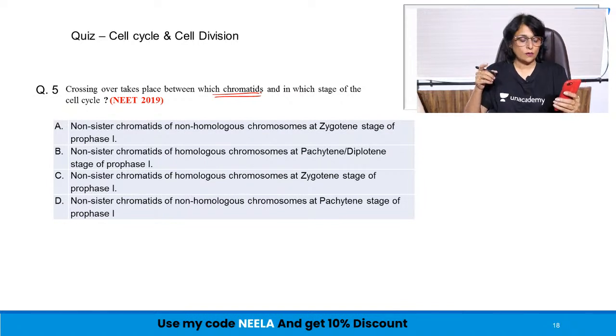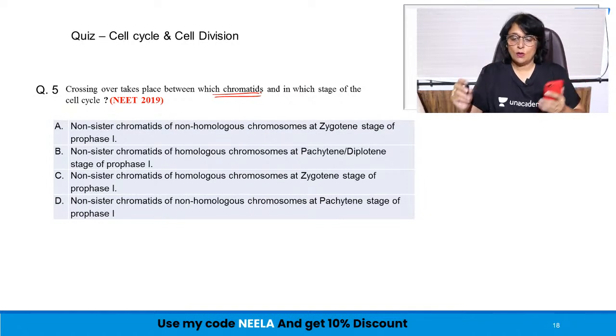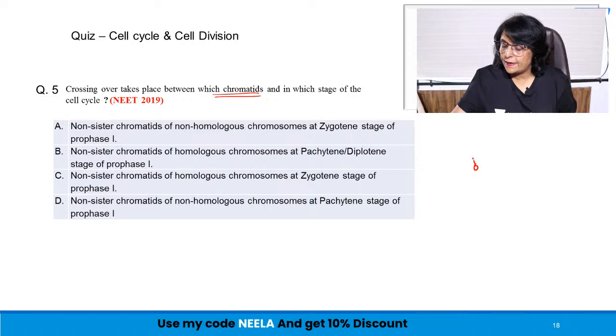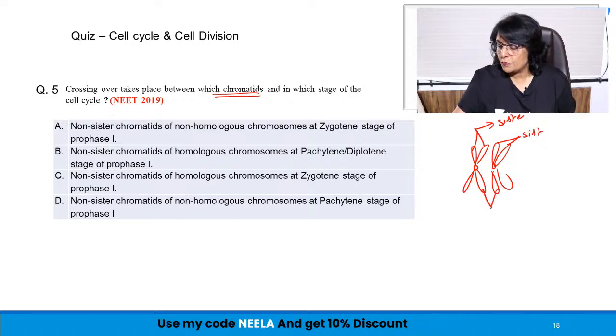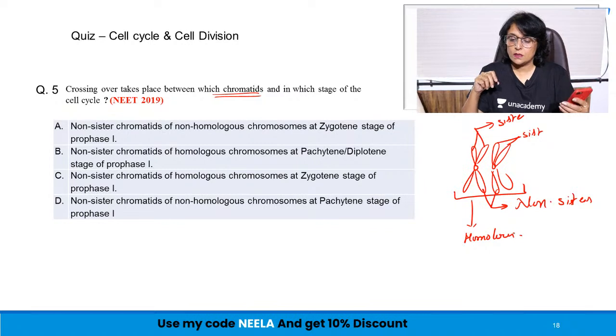I'll answer your question, Satya, in a minute. Let us first go over the question which we have here. Okay, so crossing over. Let me draw the diagram. This is the homologous pair. These are sister chromatids. These are sister chromatids. And these two chromosomes are of the homologous pair. So which option is looking correct?